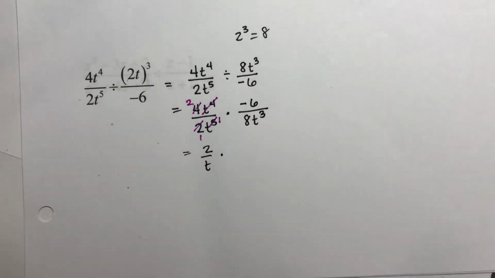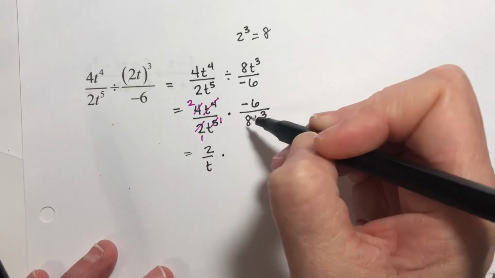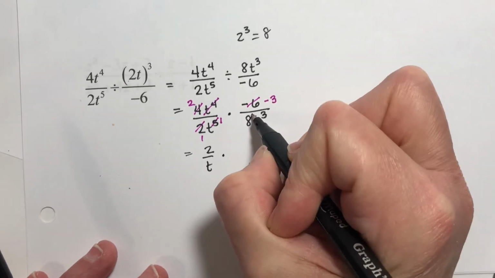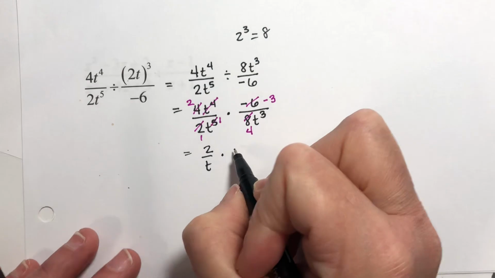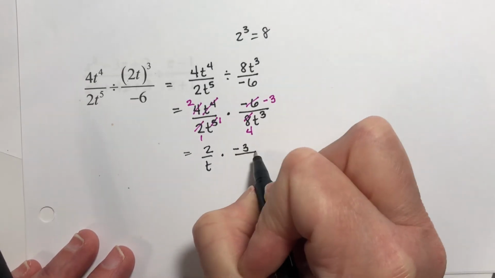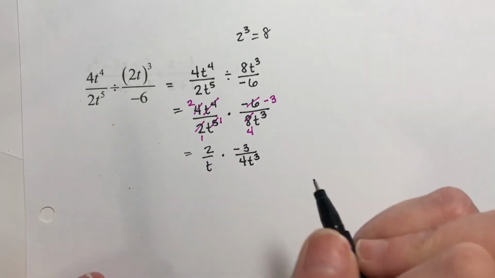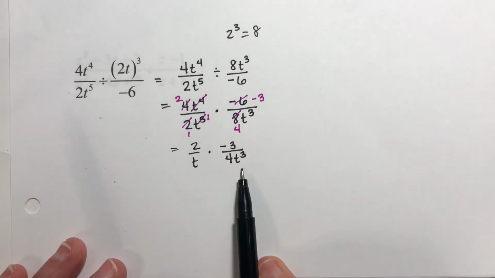Let's look at the second fraction. Negative 6 and 8. I can divide both of these by 2. If I divide that by 2, I get a negative 3. Divide this by 2, and I get a 4. So I have negative 3 over 4t cubed. That's where I am right now. This one is reduced, this one is reduced.